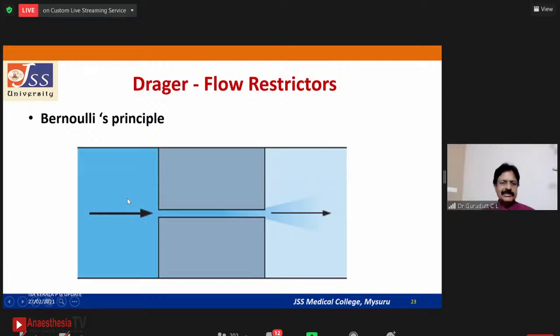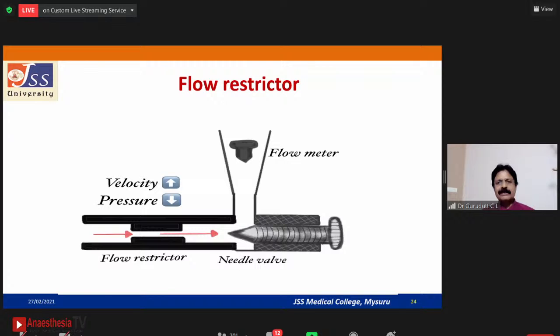We know that Bernoulli's principle is that when gas is flowing through a tube and it encounters a narrowing in the tube, at the place of narrowing, the potential energy decreases and kinetic energy increases. That means the energy will not change, it will only change from one form to the other. That means the pressure decreases and the velocity will increase. So that is Bernoulli's principle. Let's see how this principle is used in flow restrictors in Draeger.